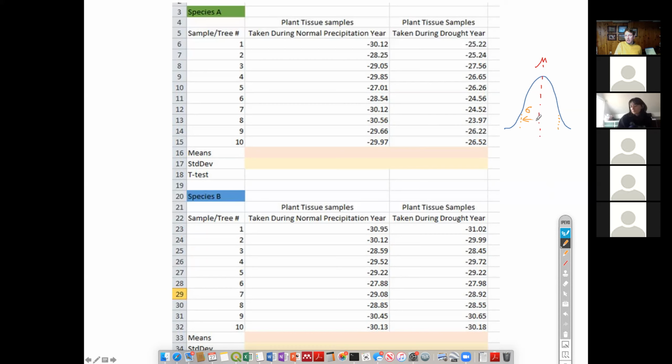We're going to calculate sigma, which is just a measure of how spread out this curve is, and essentially gives me an idea of how uncertain I am in my mean. So we're going to calculate mu here, and we're going to calculate sigma here. I'm going to show you how to do that in Excel. And then we're going to calculate the value of the t-test here.